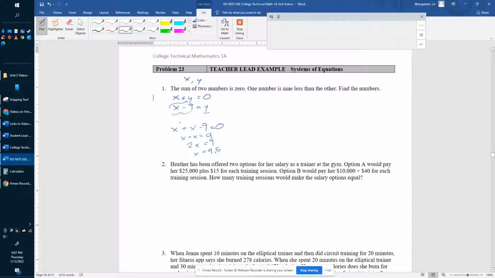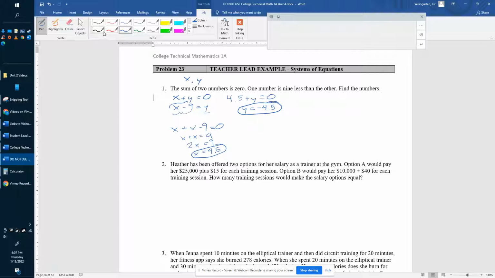We can plug that 4.5 into either one of these equations. I'm going to plug it into the first one. 4.5 plus y equals 0. Subtract 4.5 from both sides, y equals negative 4.5. So those are our solutions.